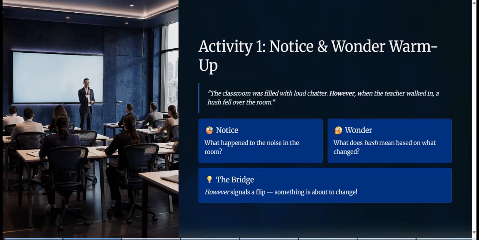Okay, so did you get a chance to notice what happened to the noise in the room? Yes, in the sentence it states, the classroom was filled with loud chatter. So the classroom was loud. And however shows there's going to be a change in the event. So when the teacher enters the room, when she walks in, a hush fell over the room. That means the room became silenced or quiet. Good job. Let's keep on going.